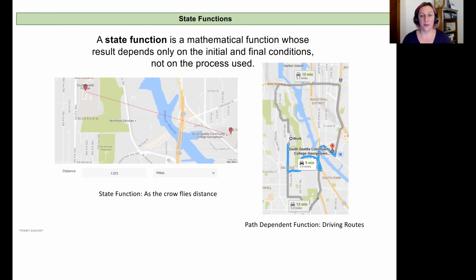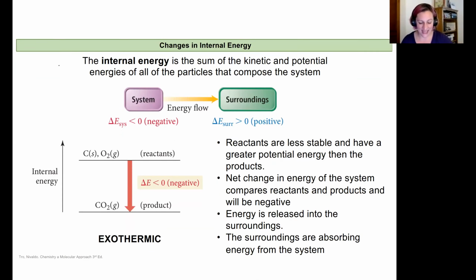A path-dependent function would be one that depended on a driving route between the main campus and Georgetown campus, in which case you would have to go down Delridge, cross the bridge, and then you'd end up down on the Georgetown campus. And the distance is going to be greater. It's not always whether it's greater or less, but the idea is that the path is an important part of that function. So we have state functions and path-dependent functions. And we're going to talk now about internal energy, which is a state function.